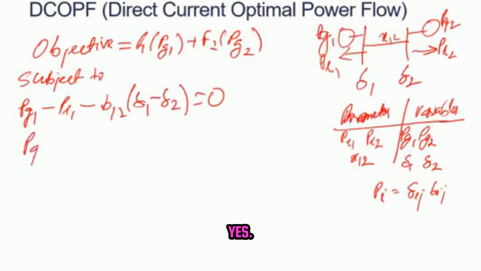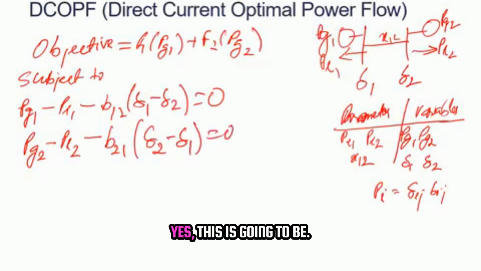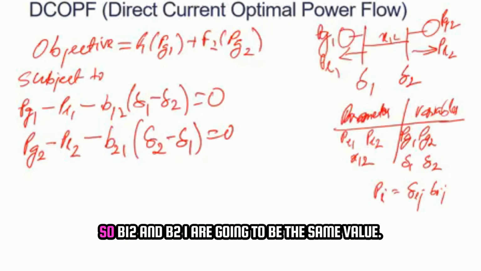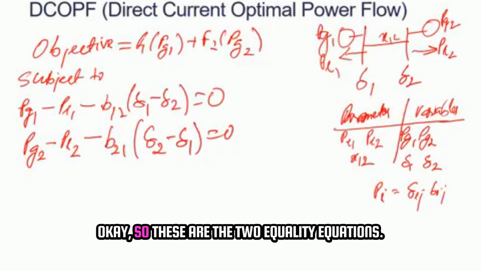PG2 minus P load 2 minus B21 multiplied by delta 2 minus delta 1 equal to 0. Good. And because the line is purely reactive, there is no complication. B12 and B21 are going to be the same value, so there is no difference in that. Okay, so these are the two equality equations.